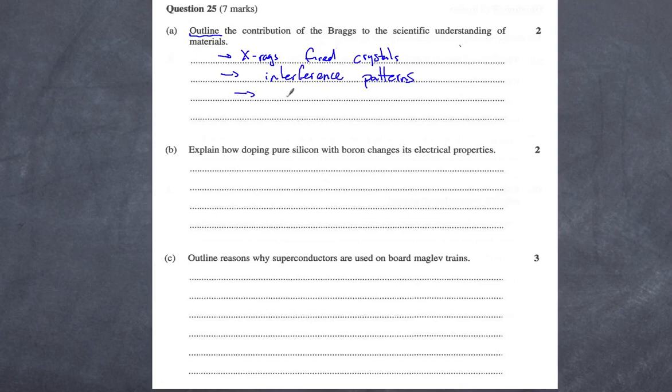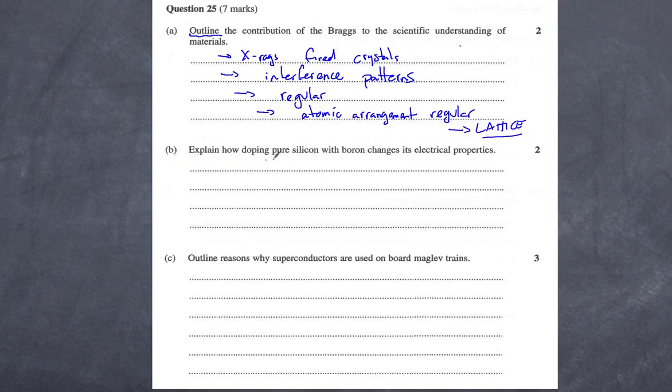These interference patterns, of course, were regular, and that therefore allowed them to work out the fact that the atomic arrangement was regular, but the better word, of course, is a lattice. And subsequently, of course, when we do this with metals, we get the same thing.